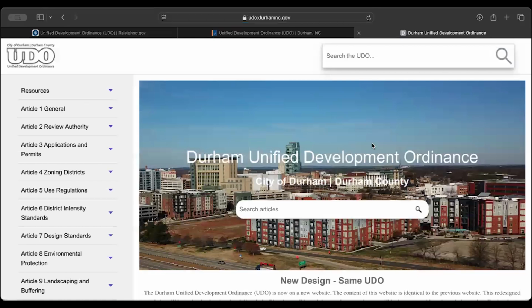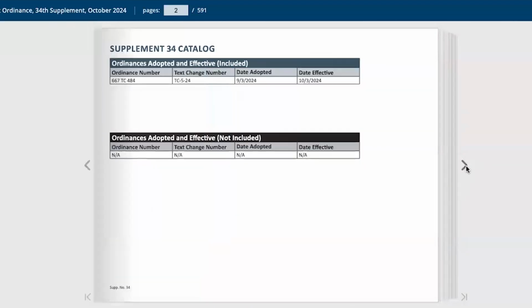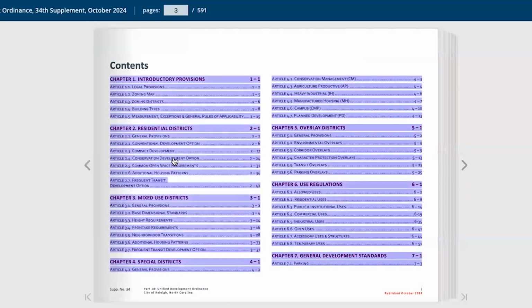So I'm going to show you two different UDOs right now. This is Durham, remember, Unified Development Ordinance. The next one I'm going to show you is going to be the city of Raleigh. As you see, Raleigh Unified Development Ordinance. This is going to show you how they are so different. This one's more like a flip book online.